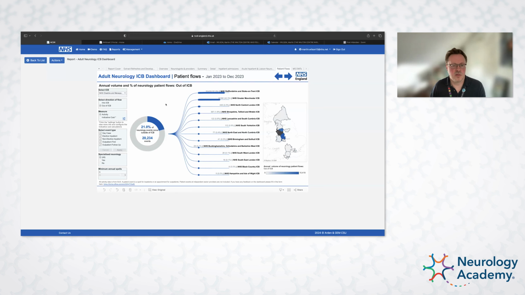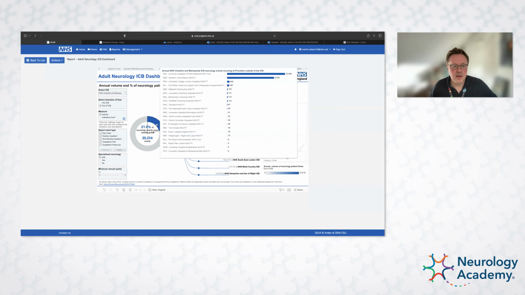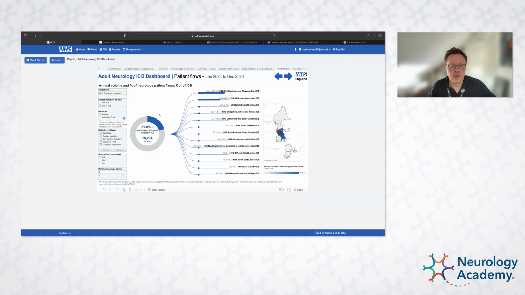So this shows quite nicely, in a sort of visualization, what's happening within your own borders and what's happening outside. So here, we've got 20% of events occurring outside of your ICB. If you hover over that, it'll show you the numbers and where they're going. And you can see that here as well. So most of these are going to North Staffs and Greater Manchester ICB.